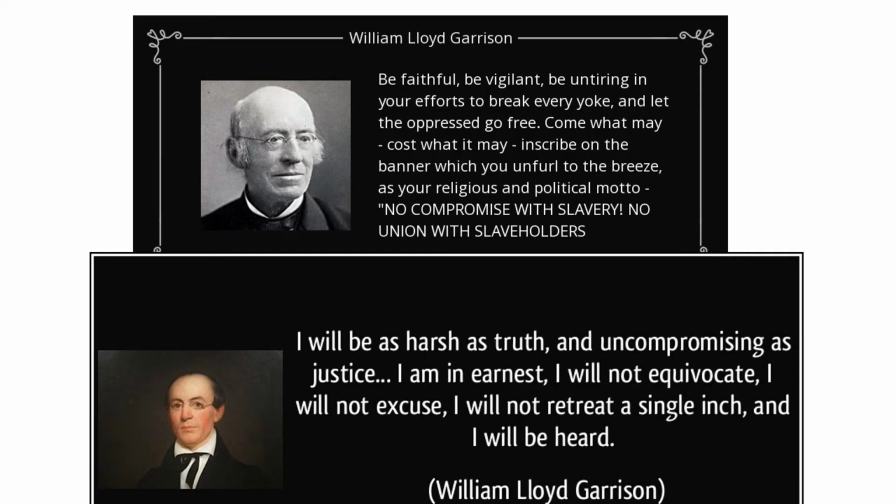Garrison famously said, "I will be as harsh as truth and uncompromising as justice. I am in earnest. I will not equivocate. I will not excuse. I will not retreat a single inch, and I will be heard." Again, he is a true believer. He really was so radical that he began to use free blacks as bodyguards as he moved around because so many people threatened to kill him. Garrison was probably important because he helped attract some of the transcendentalist writers like Emerson to the abolitionist cause, and the transcendentalist movement is going to become another driving force for abolitionism.